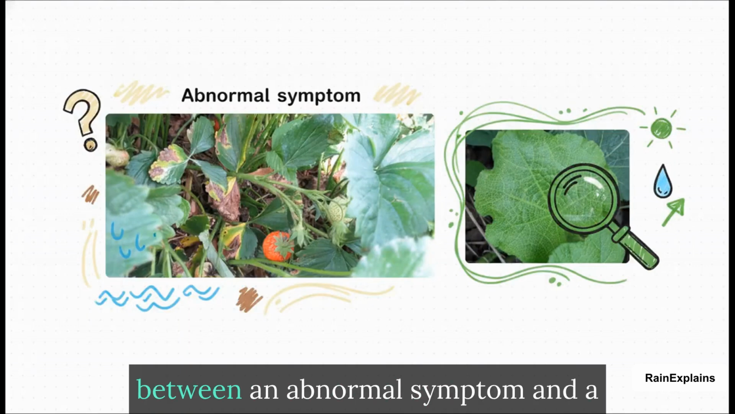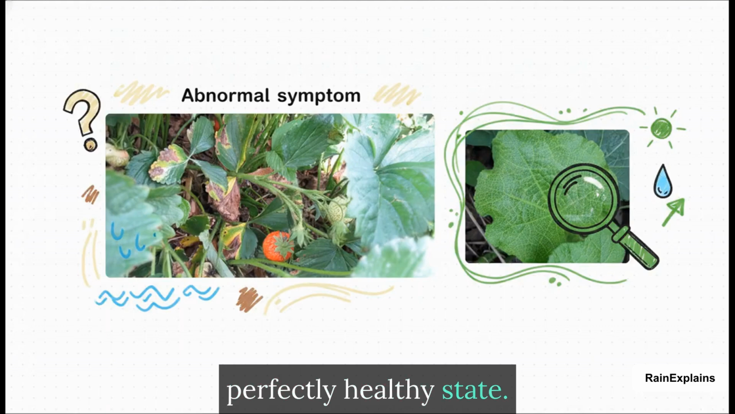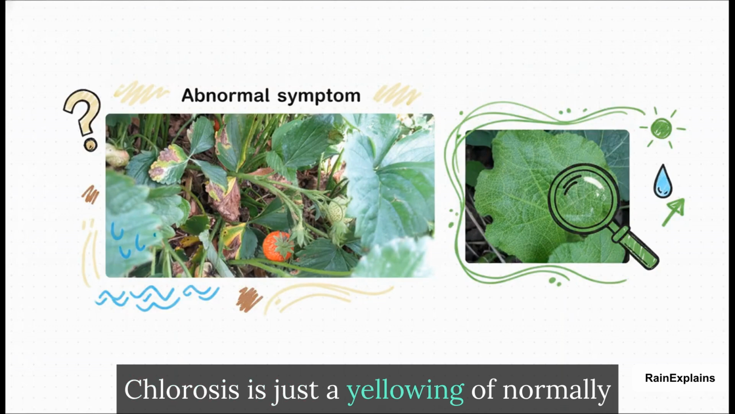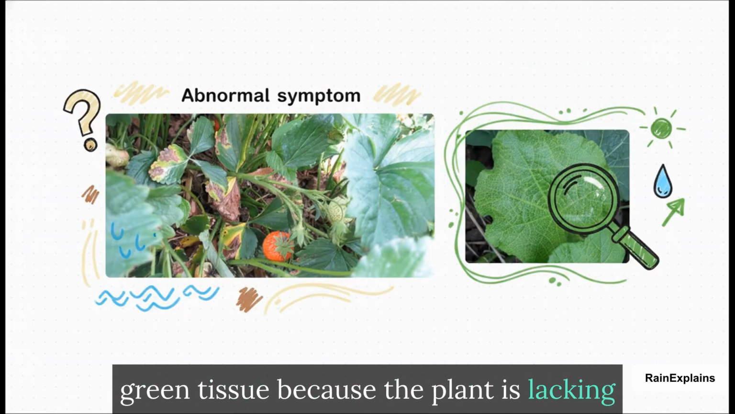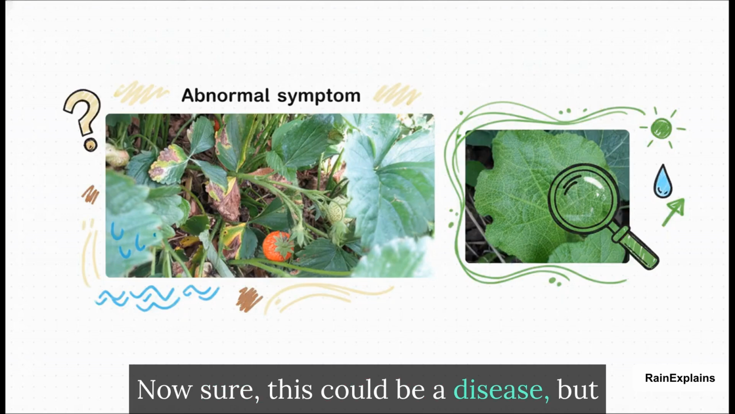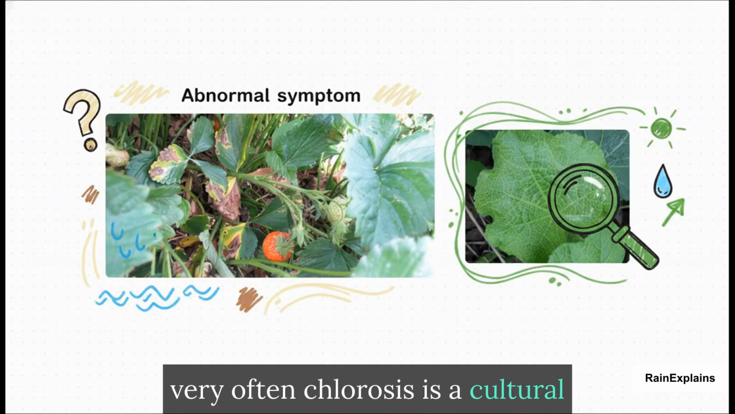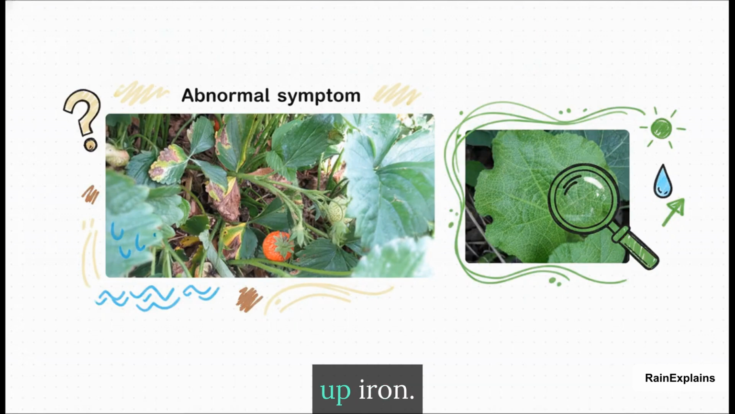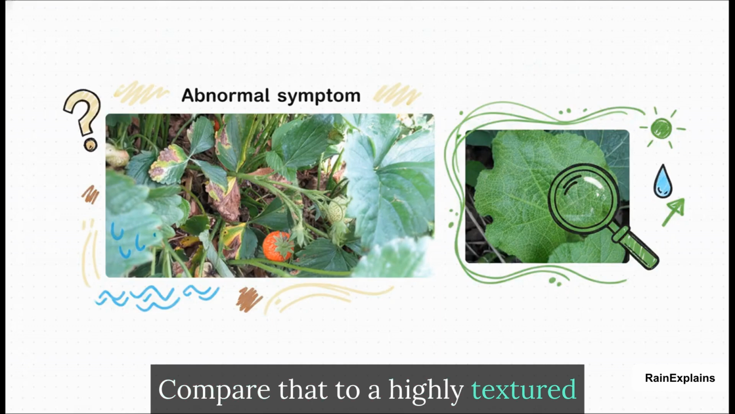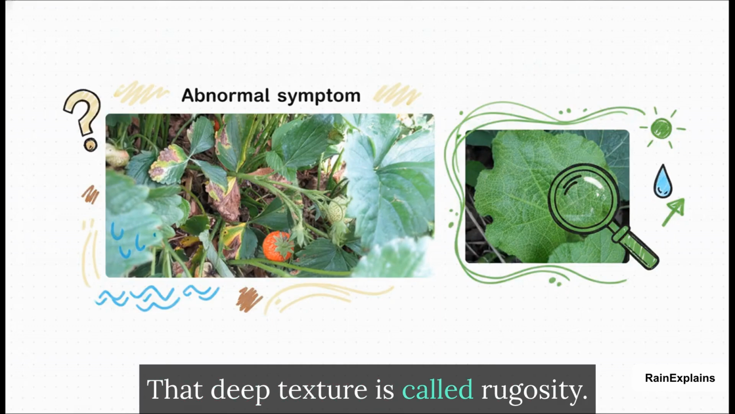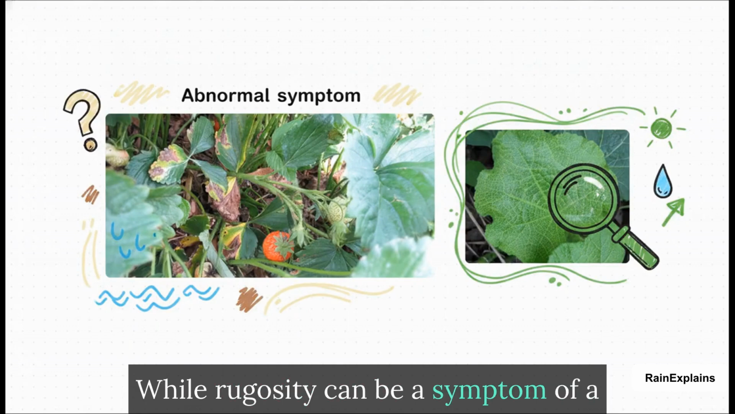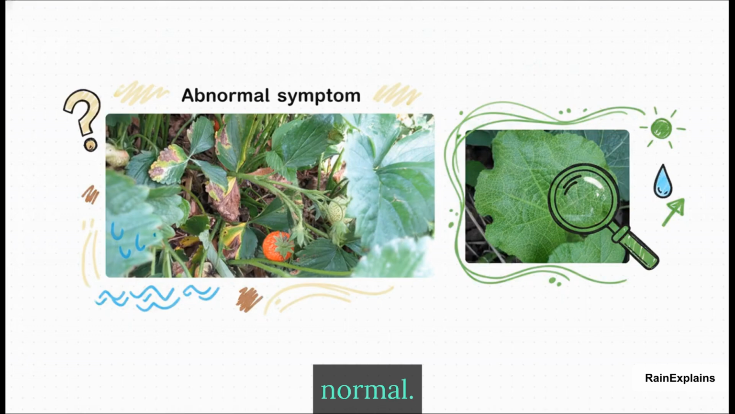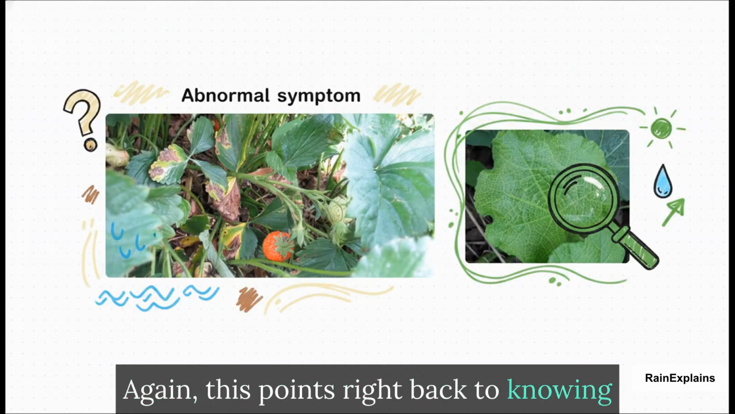Let's look at the sheer difference between an abnormal symptom and a perfectly healthy state. Take these yellowing chlorotic strawberry leaves, for instance. Chlorosis is just a yellowing of normally green tissue because the plant is lacking chlorophyll. Now sure, this could be a disease, but very often chlorosis is a cultural symptom. It's caused by poor nutrition, overwatering, or extreme soil pH locking up iron. Compare that to a highly textured, puckered green leaf. That deep texture is called rugosity. While rugosity can be a symptom of a virus or herbicide damage in some species, for certain host plants, it is 100% normal. Again, this points right back to knowing your baseline.